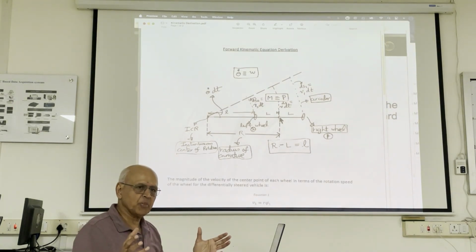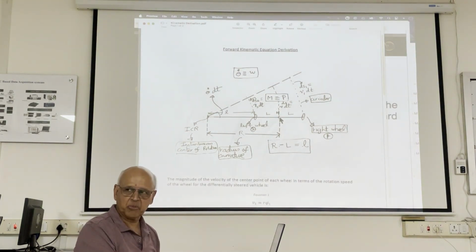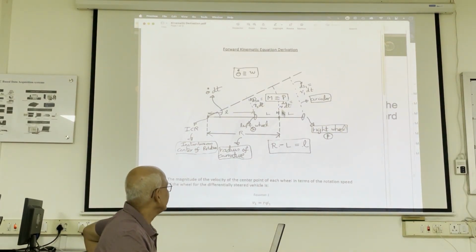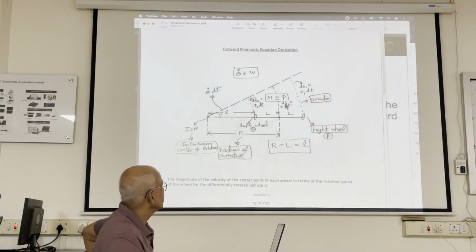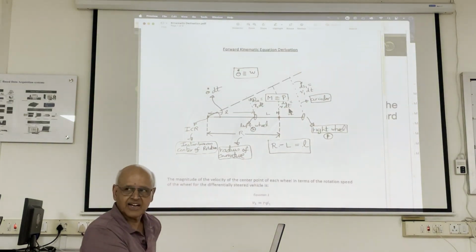V is the velocity of the robot. That's the velocity of the midpoint of the robot, right? You can use that as a reference point. It's moving forward by v dt in time dt. It moves forward by v dt equals ds. So ds2 is v2 dt, ds1 is v1 dt, and the midpoint is v dt. Is everyone okay with that?